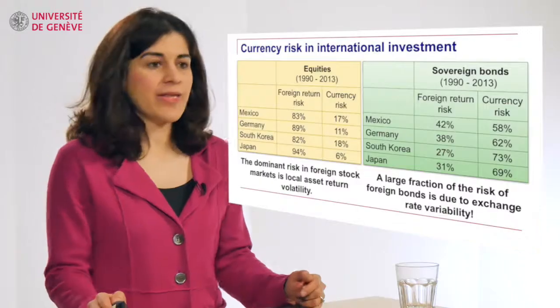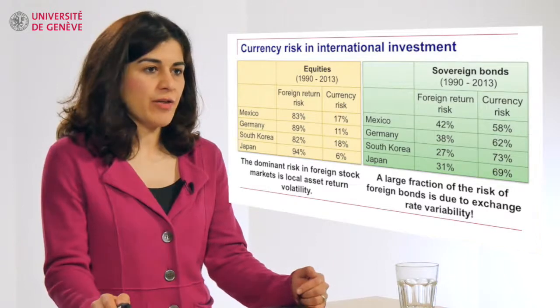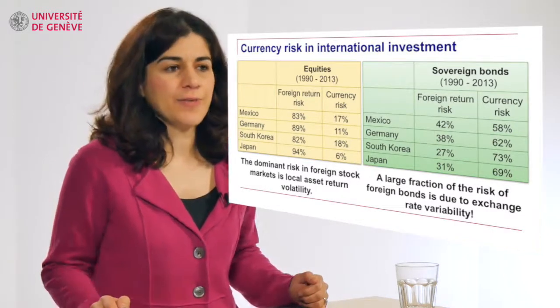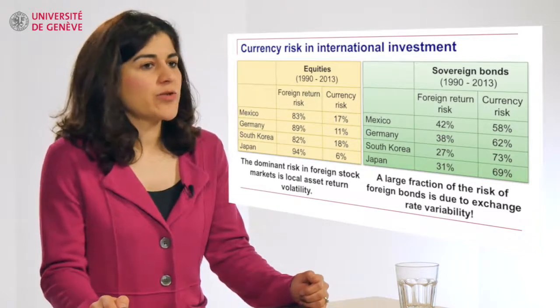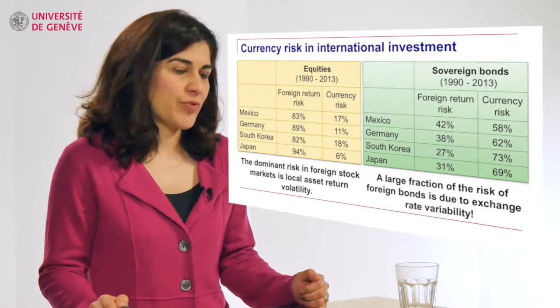And that's in general the case. It is a little bit higher, notice, for emerging markets because of the higher volatility of their currencies, but you see that the large part of the variation is due to the variation in the foreign returns. For sovereign bonds, it's different. A large part of the variation is due to the fluctuation of exchange rates.